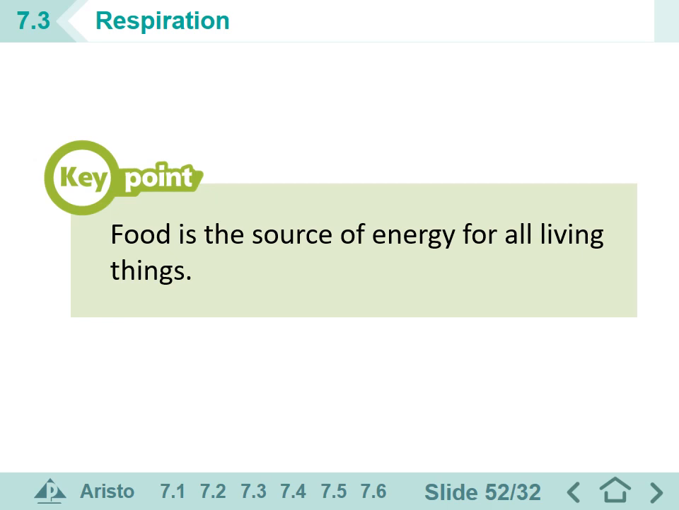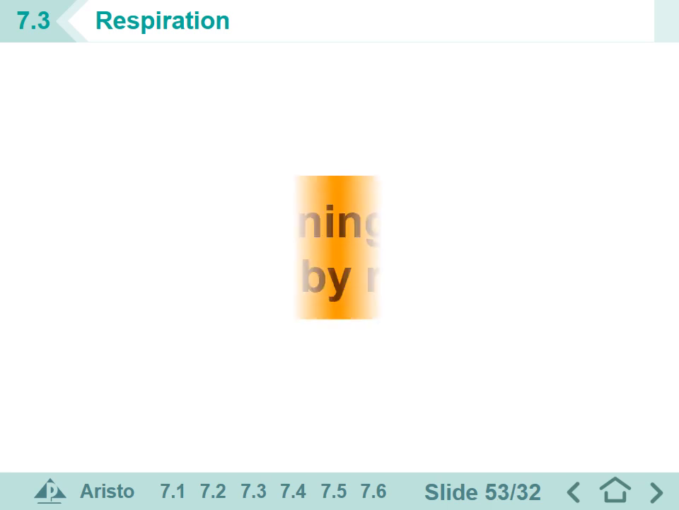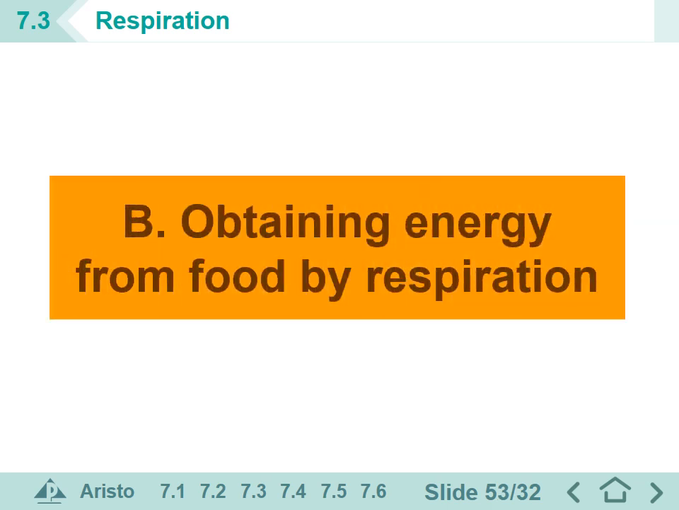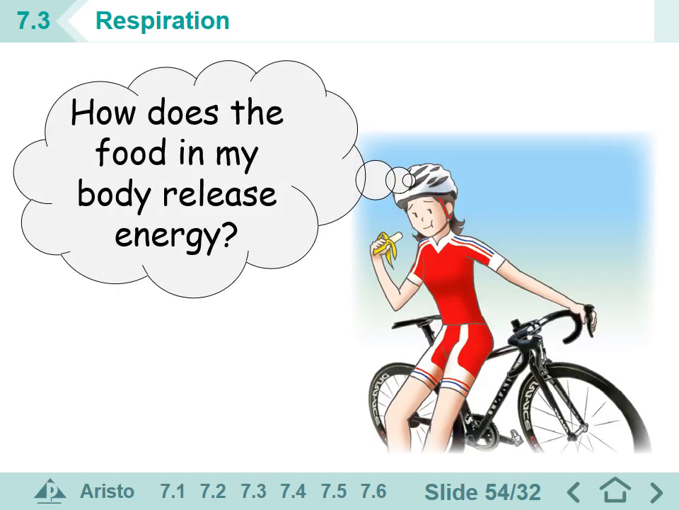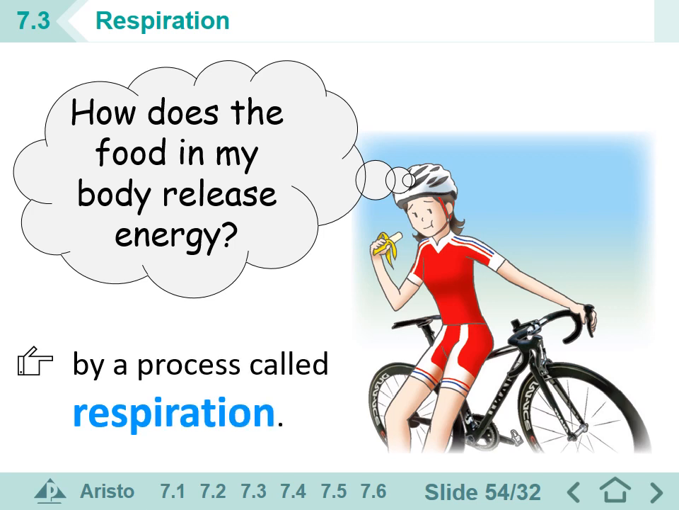Now we will discuss how we can use the energy in the food, how to obtain energy from food by respiration. Now you may turn your book to page 28. How does the food in my body release energy? 呢個運動員你見到好多運動員都會中場休息嘅時候食條蕉，因為可以放鬆肌肉，又可以 provide 好多 energy. This happens by a process called respiration.